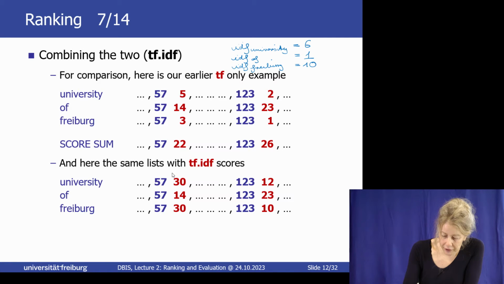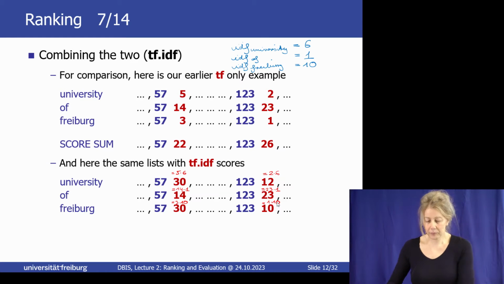So this, the 30 here is just 5 times 6, right? The 12 here is the 2 times 6, so the TF times the IDF. The 14 here is the 14 times 1. The 30 here is 3 times 10. So because Freiburg is so rare overall, the 3 gets multiplied by 10. And here we have 23 times 1. And here we have the 1 times 10. And now we do the math again. And we just sum it up.